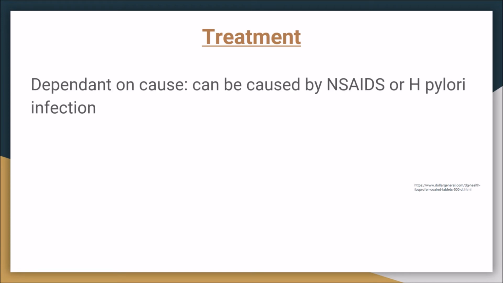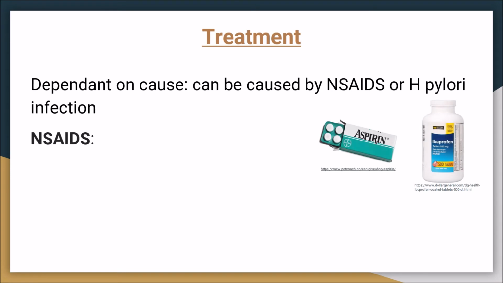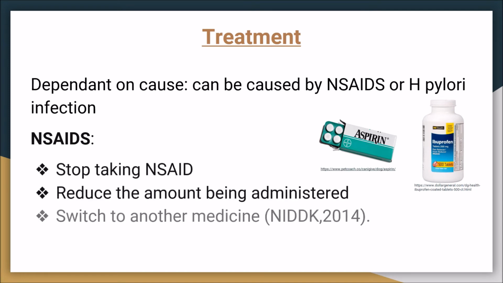Usually, treatment will involve reducing the use of NSAIDs, if possible, or killing the H. pylori bacterium, if present. To treat peptic ulcers caused by NSAIDs, one can stop taking NSAIDs, reduce the amount being administered, or switch to another medicine.